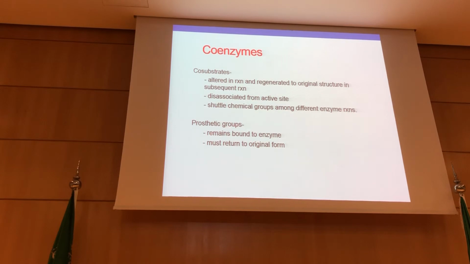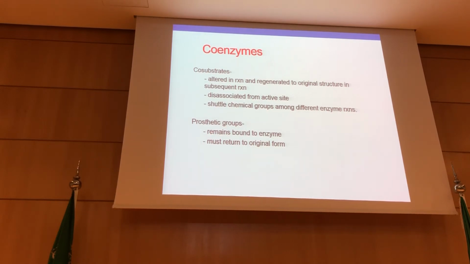Prosthetic group means that it remains attached to the enzyme. I'll give you an example of this. Thiamine pyrophosphate, remember I said that it is a cofactor for the activity of transketolase, the enzyme of the pentose phosphate pathway that I explained two weeks ago, remember? I said that thiamine pyrophosphate binds to the enzyme. So this is a prosthetic group.